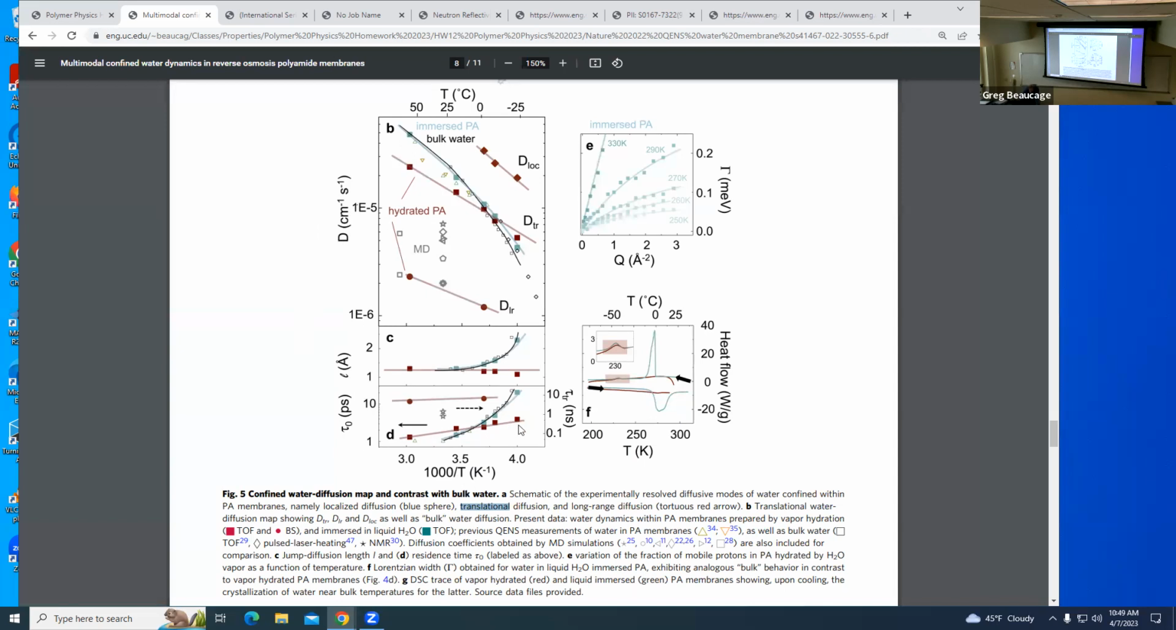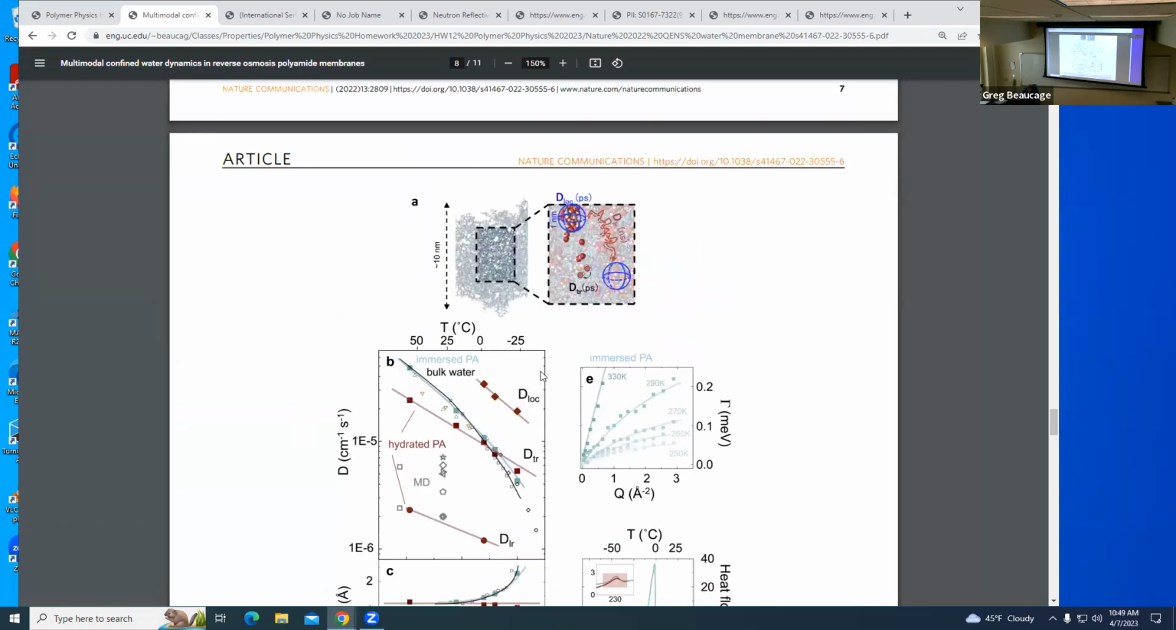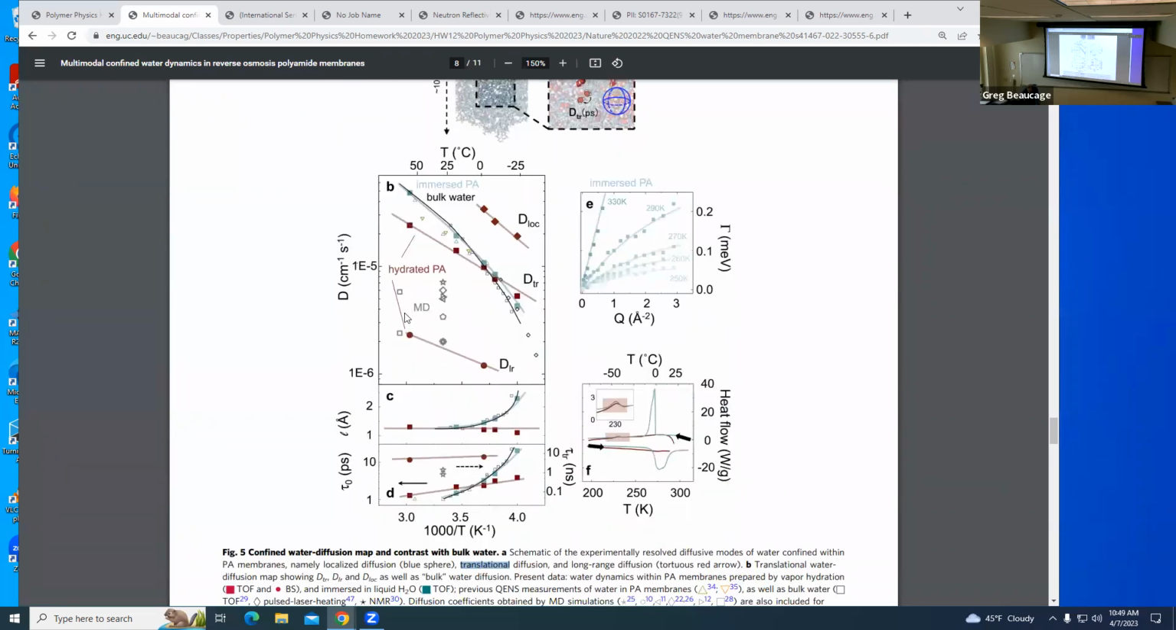So the square ones are the translation. The relaxation time for translation is faster than the relaxation time for the hopping one. So the hopping one is slower than the translation one. The translation one is faster than this hopping thing. The hopping thing has a length associated with it too, the length of the hop, and the length of the hop doesn't change across this.